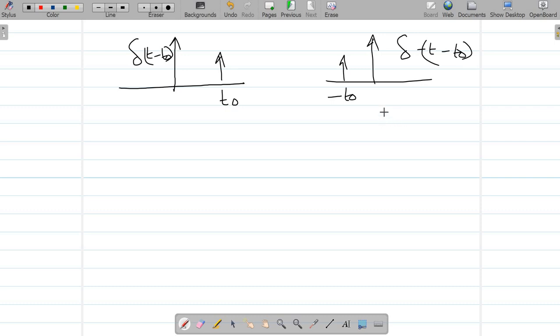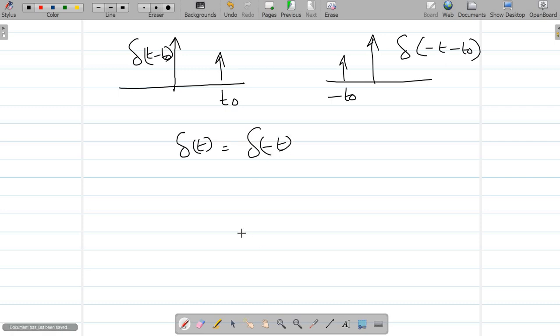Delta of negative t, negative t naught. So you can see the differences. In the example that I'm going to take up, I am interested only in the impulse function that is along the y-axis, and when I reflect it, I find that delta of t is equal to delta of negative t. So I'm going to use this.